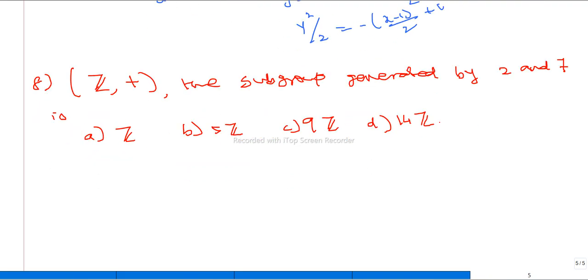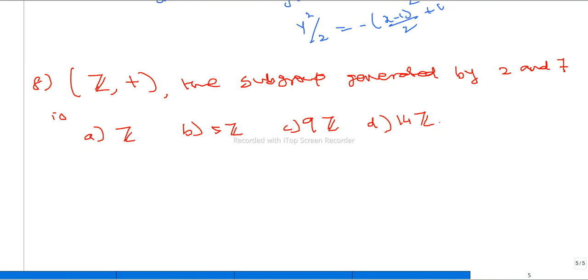So we can omit the second option and then the third option, because both subgroups do not contain 2 as well as 7. The second group is all multiples of 5: 0, 5, 10, 15 and so on. This does not contain 2. Therefore, we can omit B and C.